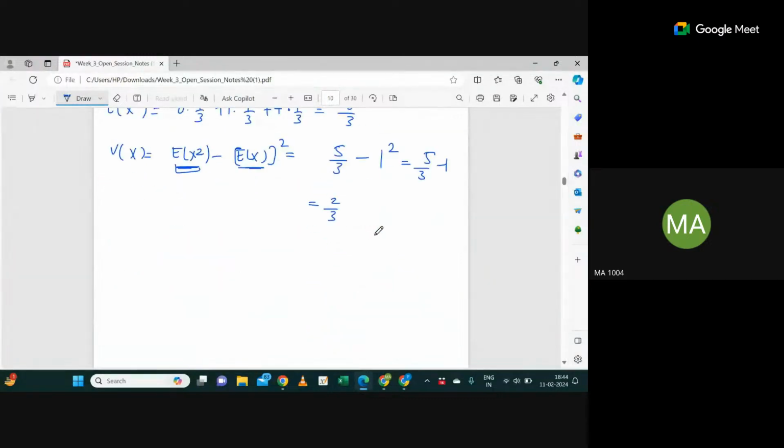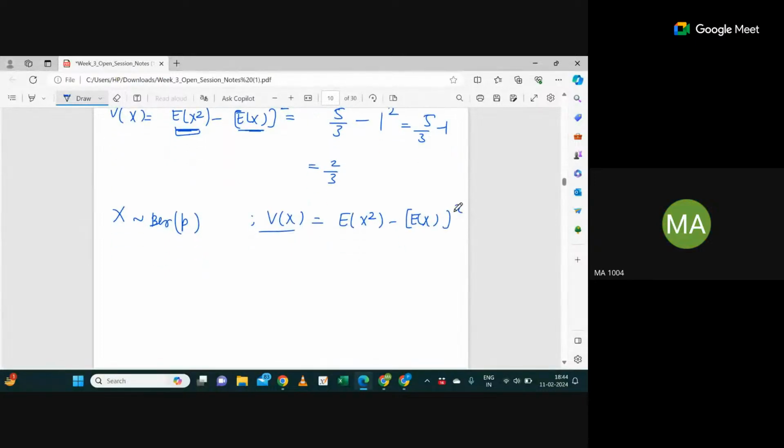Suppose, for example, I'm saying x is following Bernoulli P. Then find the variance of x. Then you have to calculate everything. Let me do it for now. From here you have to identify that if x is Bernoulli P, that means x will take values 0 and 1, correct?